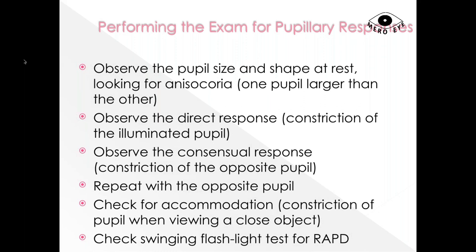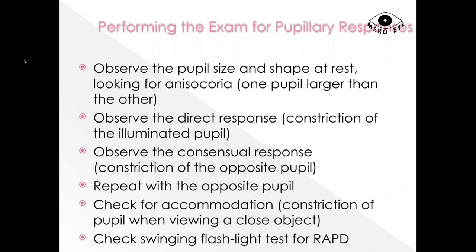After observing the size, shape, and equality of the pupils, the next thing we have to check is the response of the pupil. First we check the direct response, which is the constriction of the illuminated pupil. Then we look for the consensual response, that is constriction of the opposite side pupil. Then we repeat it in the other eye. First we shine the torchlight in the right eye and observe for the direct and consensual response. Now we shine the torchlight in the left eye and again observe for the direct and consensual reflex.